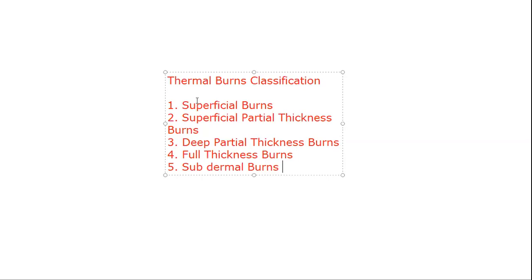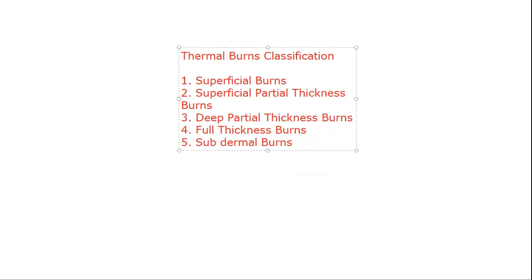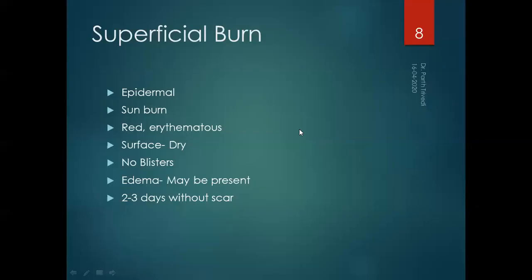We all have a basic idea about this. Superficial means epidermis is involved. Superficial partial thickness means epidermis and part of dermis is involved. Deep partial thickness means epidermis and whole dermis is involved. Full thickness means till the subdermis region, and the subdermal means below subdermal. Okay, so this is what a super brief classification is. Now moving on towards the classification in detail. Superficial burns.